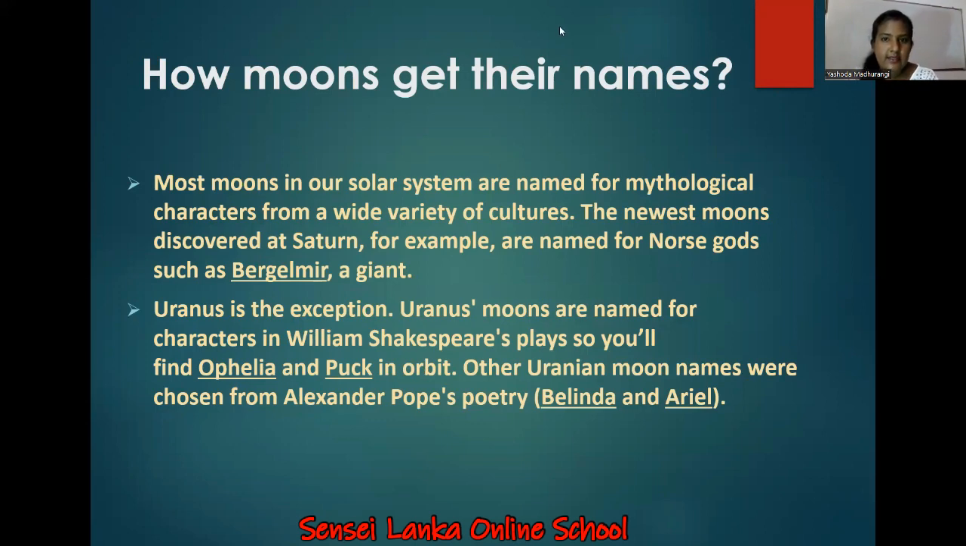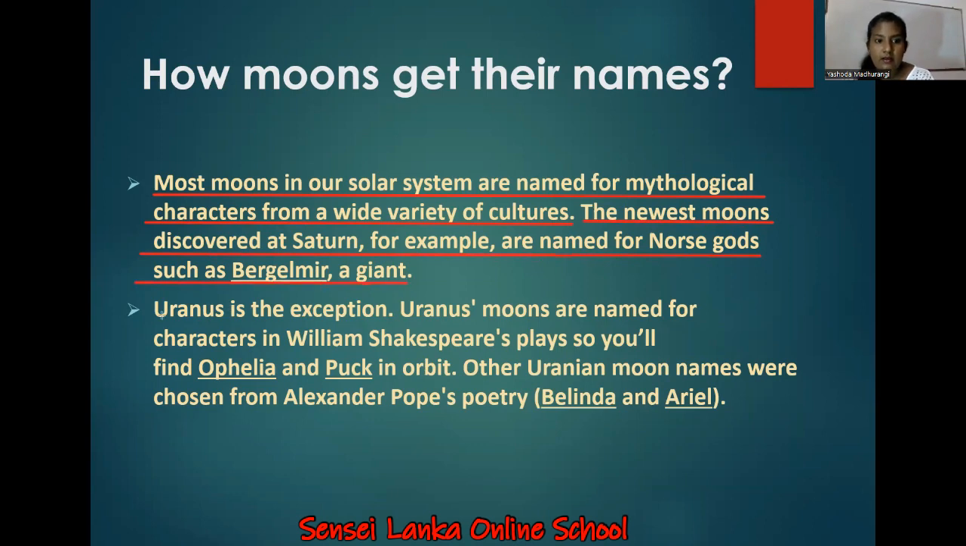Shall we look at it? Now look, most moons in our solar system are named for mythological characters from a wide variety of cultures. The newest moons discovered at Saturn, for example, are named for Norse gods such as Bergelmir, a giant.